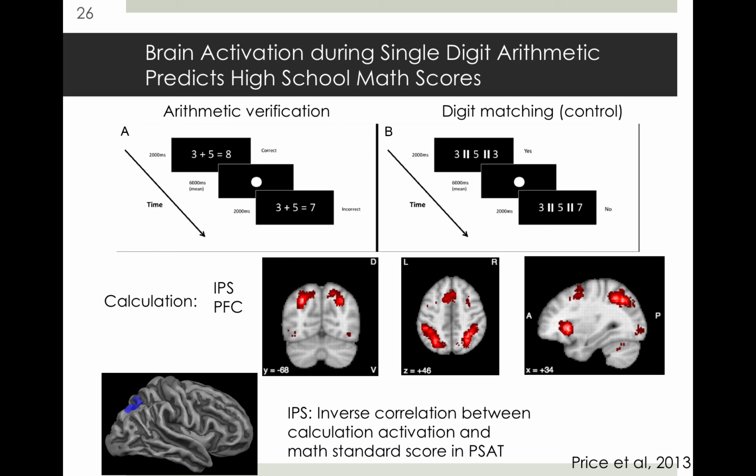Right? And when the researchers contrasted the experimental task of arithmetic verification and the control task of digit matching, what they saw was that a couple of regions are quite consistently sensitive, especially the intraparietal sulcus, or IPS, in the parietal lobe, and areas in the dorsal prefrontal cortex.